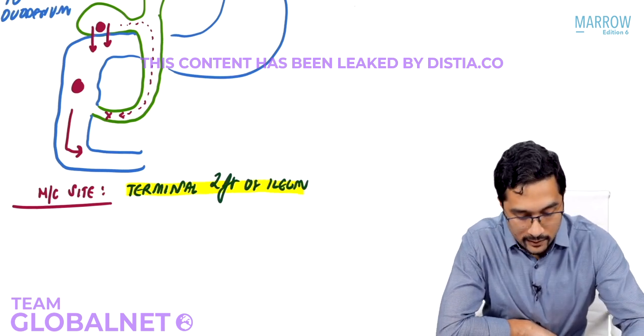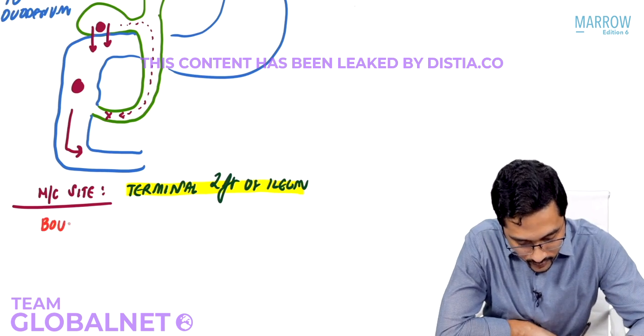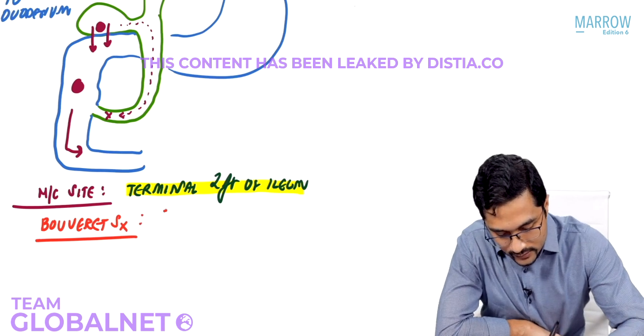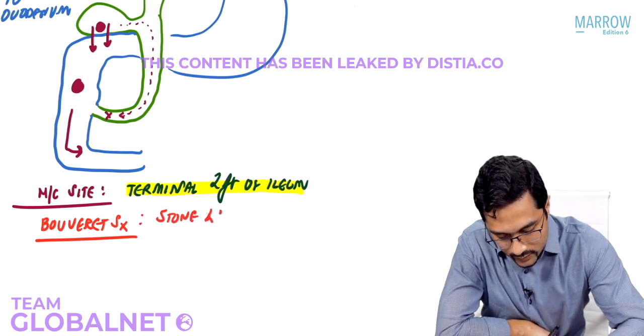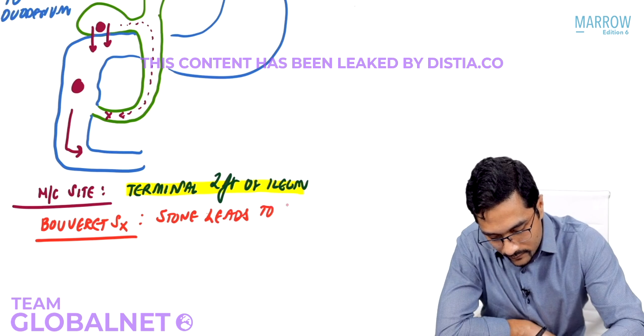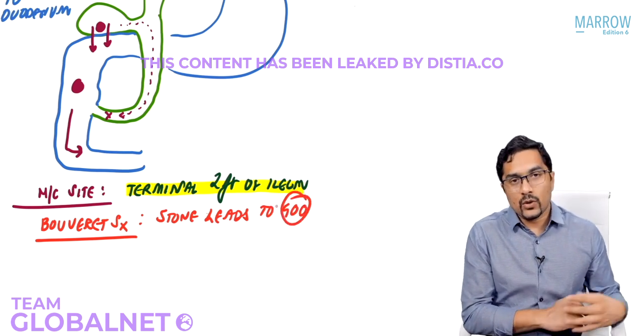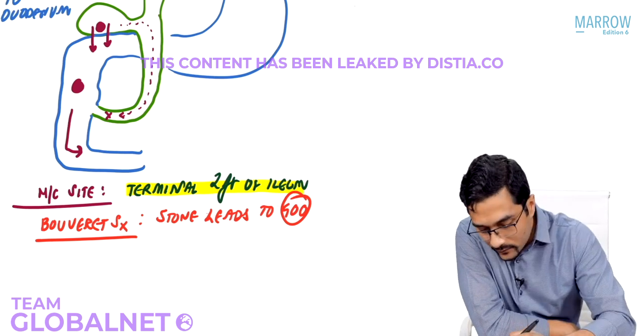Another term which you should remember is Bouveret syndrome. Bouveret syndrome is when the stone leads to gastric outlet obstruction. In some cases, it can give rise to gastric outlet obstruction, and that is known as Bouveret syndrome.